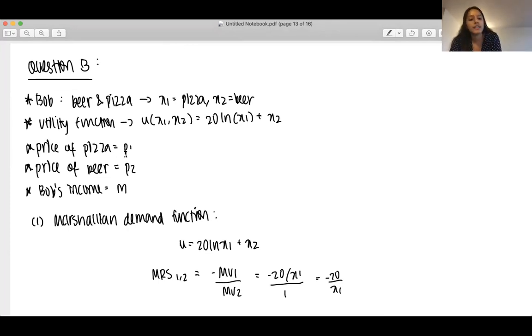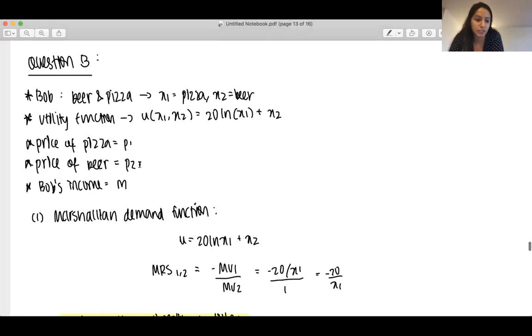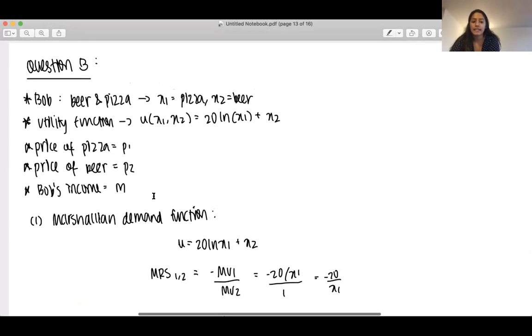The price of pizza is P1, the price of beer is P2, and Bob's income is M. Like I said in the previous slides when we were going through it, you need to know how to find a Marshallian demand function. So this is what we're going to be doing now.